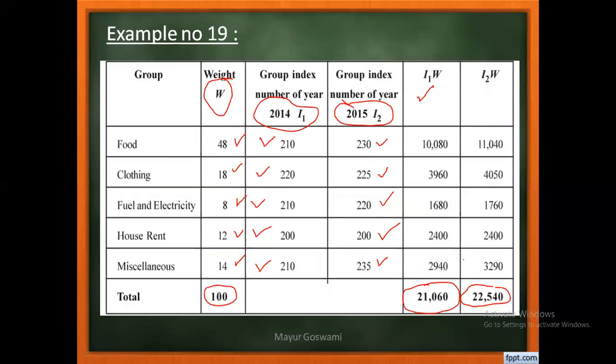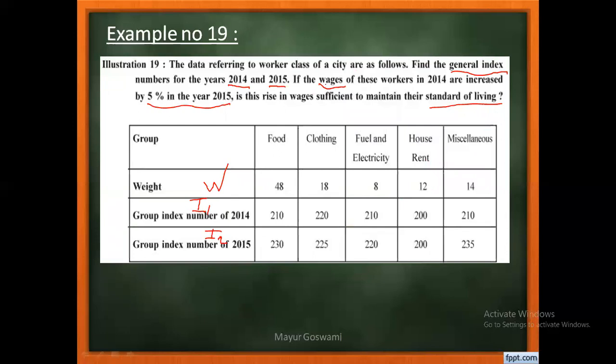And how much percentage of your income is increasing as compared to the base year? Only 5%. Now you tell me the answer, whether it is sufficient. Obviously no, it is not sufficient, because our income is increased only by 5% and our cost of living, or our expense, is increased by 15.60%. This would be the answer, this would be the comment. Is it clear? Simple question, right?